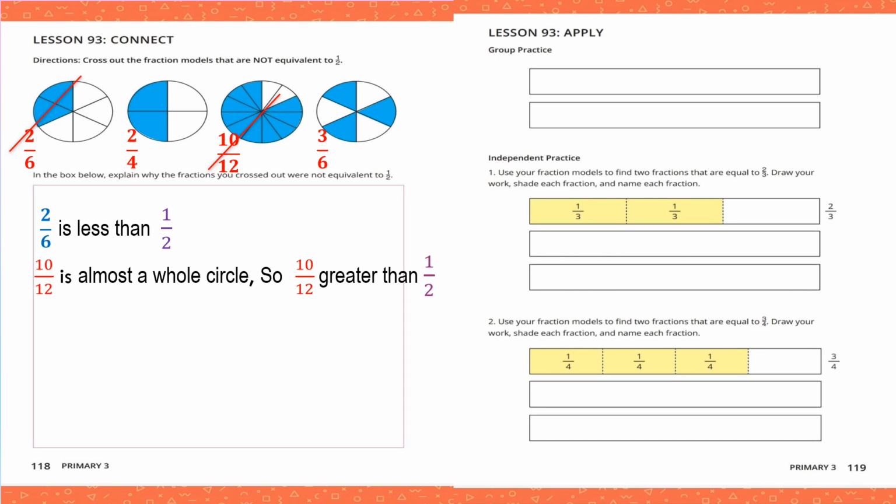Lesson 93. We have here, I can write 1 over 4. So I need to divide this bar into 4 equal parts. Then each part is 1 over 4. And I want to find an equivalent fraction to it. So let's multiply the numerator and the denominator by 2. It will be 2 over 8. So I need to divide this into 8 equal parts.